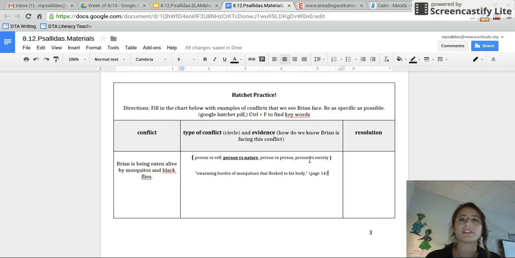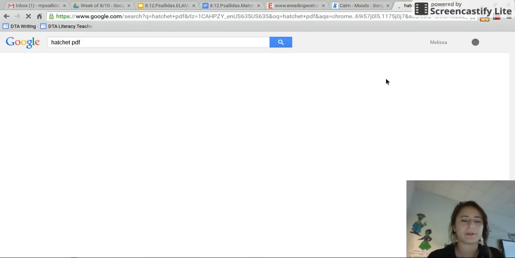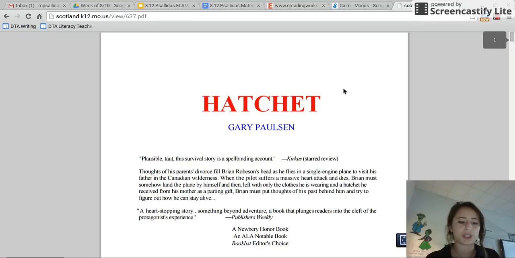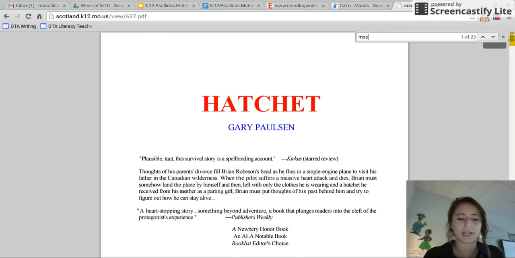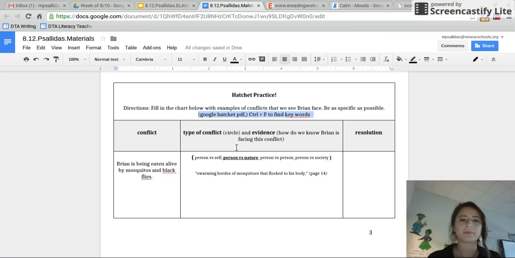So if you don't have all of your text on you, here's a little trick, and I put the instructions right here. If you Google Hatchet PDF, don't do it right now, just watch me do it for a sec. Click the first one. It's in all caps. And then you press Control F in the bottom left. A little search bar comes up so you can search words to find them in the text. So I actually searched mosquitoes and it took me here. It made it really easy to find a piece of evidence. So you can use that little trick on your computer to get evidence for this column for each of them.